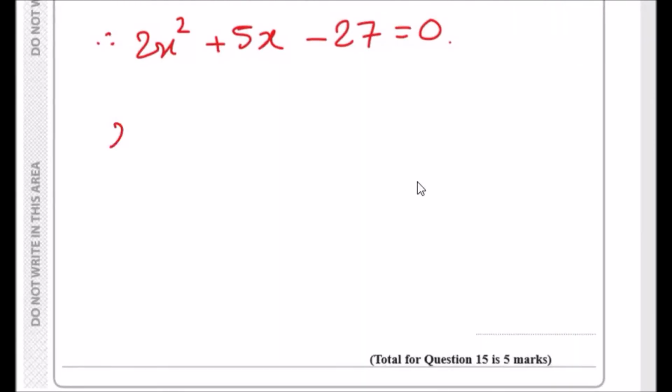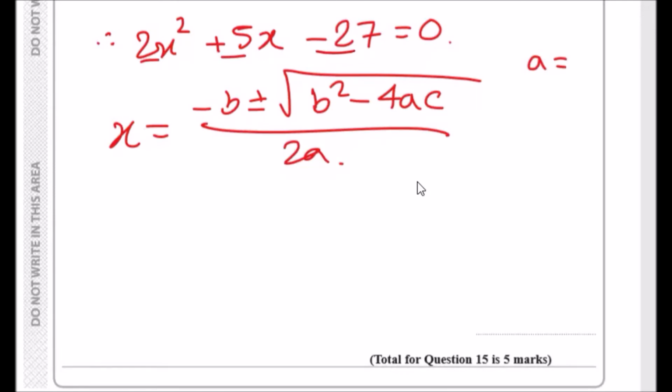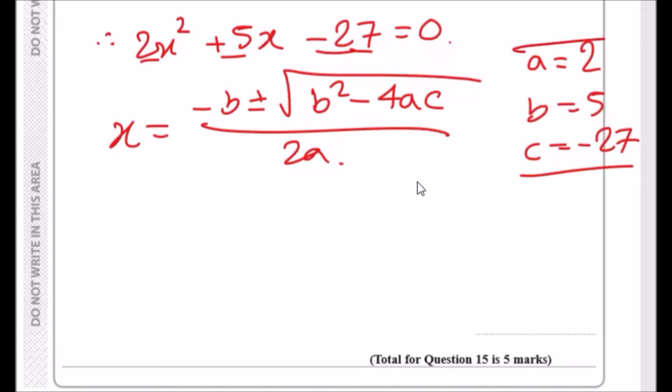Now, finally, to solve this, use the quadratic formula. So the quadratic formula looks like this. It's always minus b plus minus the square root of b squared minus 4ac over 2a, where a, b, c are these values for each one. So not minus 2, minus 27. So a in this case would be 2, b is going to be 5, and c is going to be negative 27.